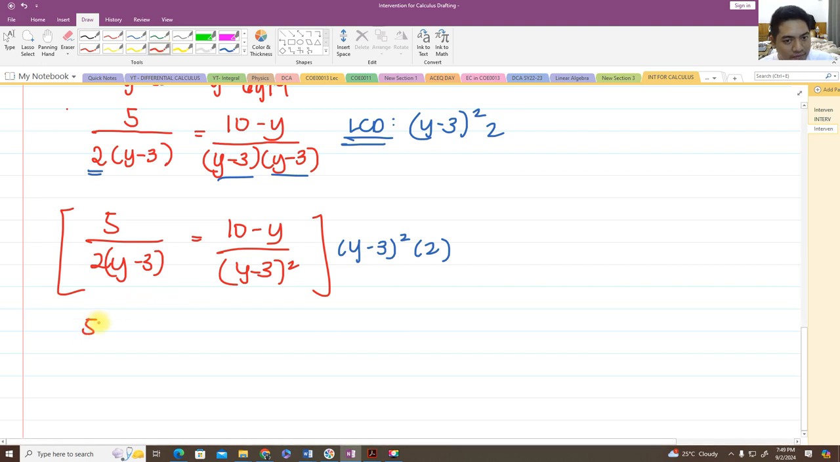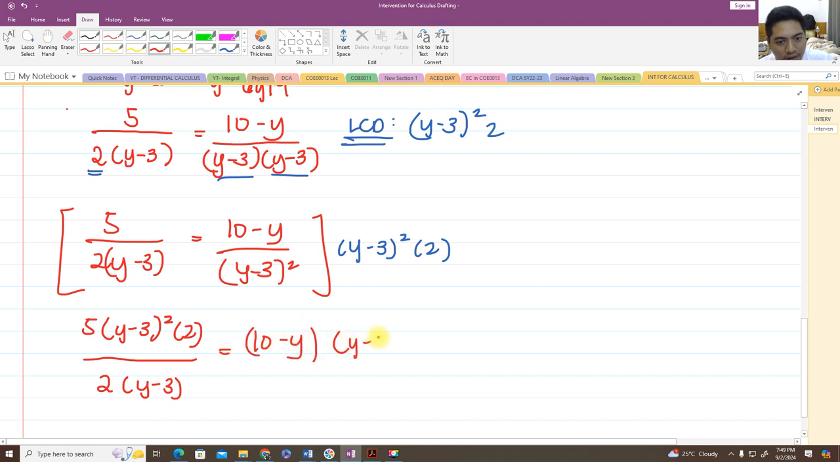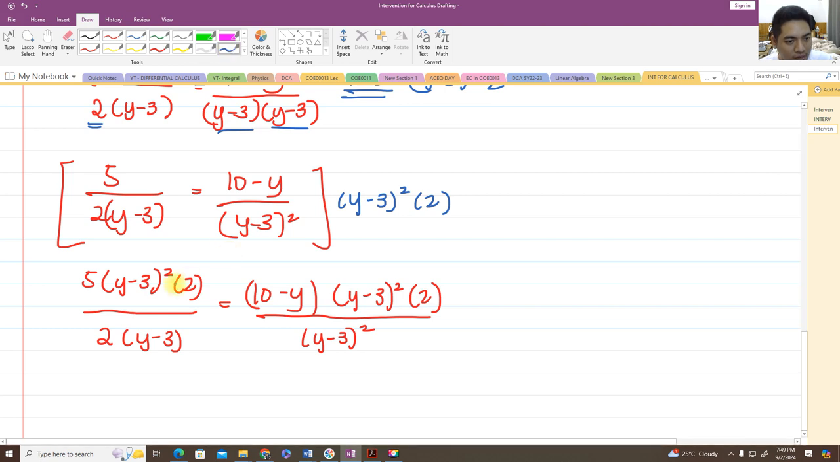So you have 5 times (y minus 3) squared times 2, all over 2(y minus 3), equals 10 minus y, times (y minus 3) squared times 2, all over (y minus 3) squared. Okay, so you're going to cancel some. It cancels here, cancel, cancel, cancel. You also have to cancel here. So you are now left with 5(y minus 3) equals 2 times (10 minus y).